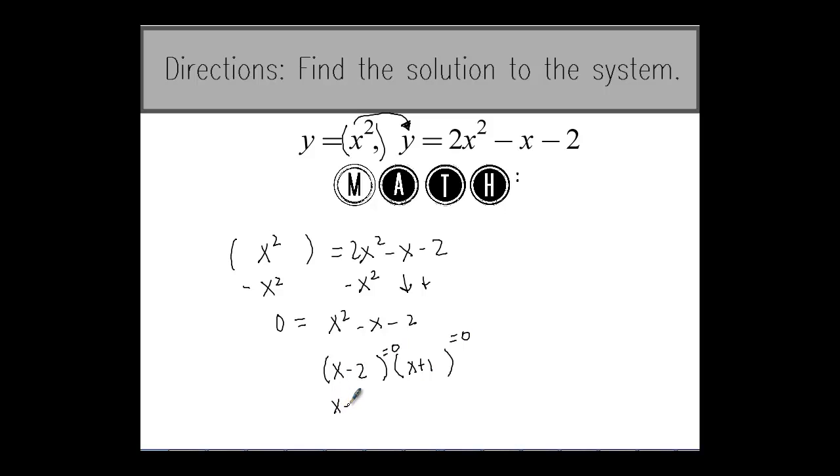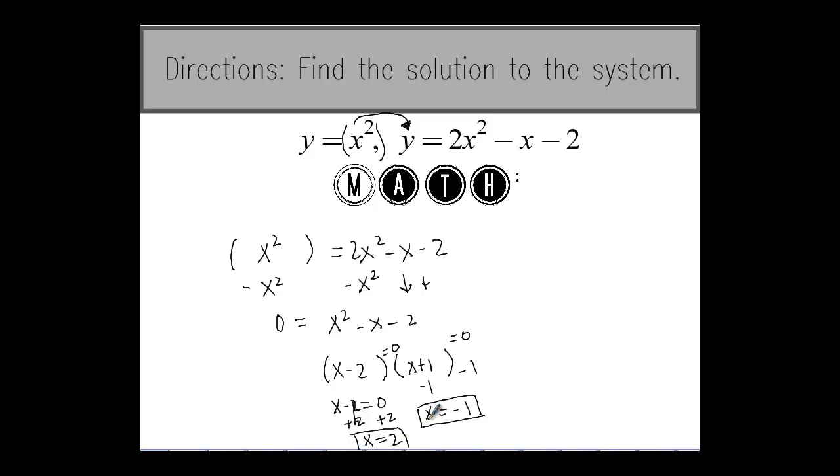So x minus 2 equals 0. To get rid of a minus 2, I add 2 to both sides. Minus 2 plus 2 is 0, so those cancel, and I get x equals 2 as one of my solutions. My other solution, I'm going to subtract 1 from both sides. x equals negative 1.